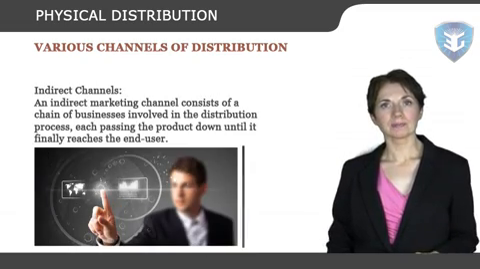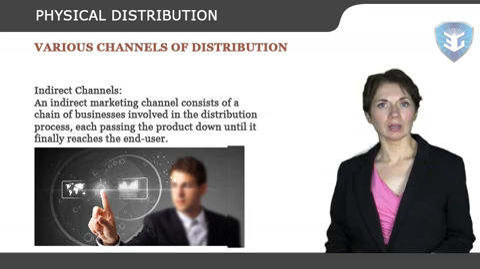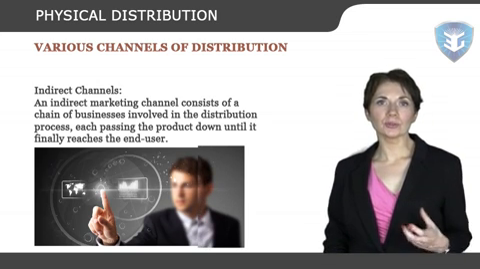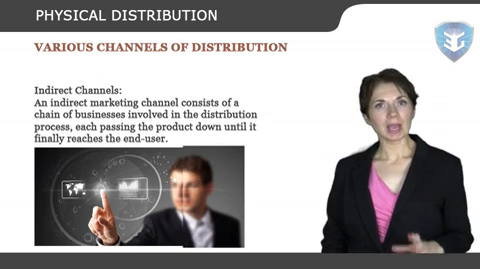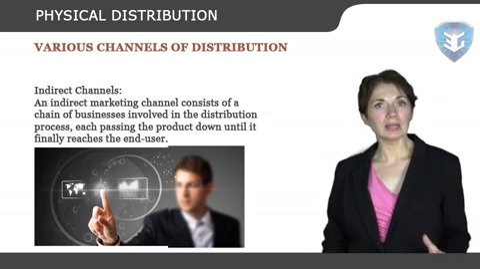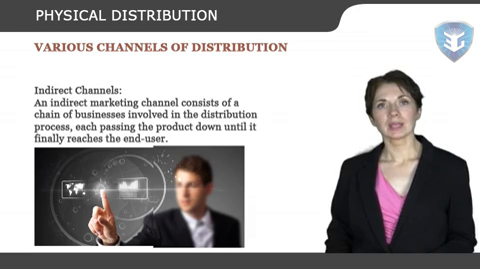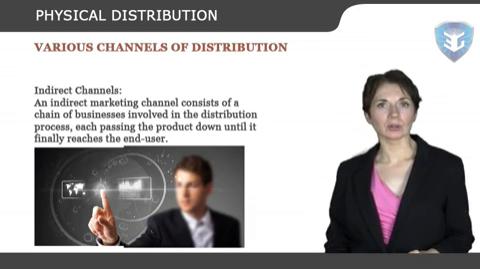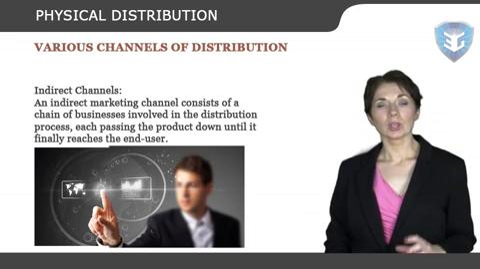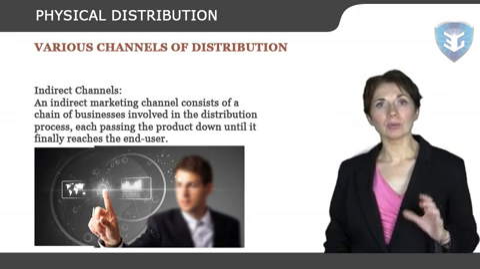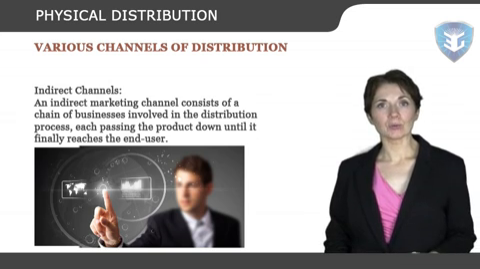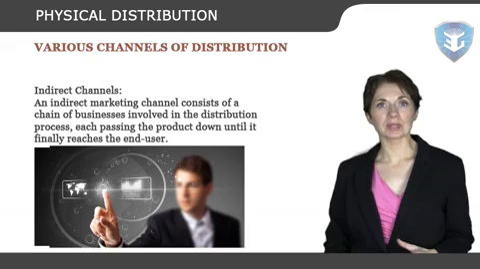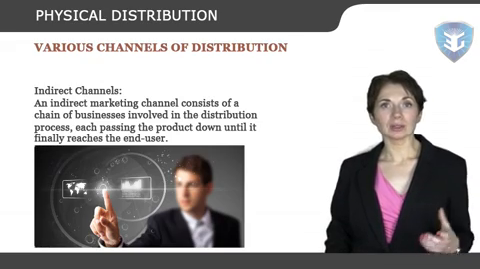Indirect channels. An indirect marketing channel consists of a chain of businesses involved in the distribution process, each passing the product down until it finally reaches the end user. An indirect marketing channel might just mean using a retailer to get to the end consumer, or it might imply using both a wholesaler and a retailer, or even using an agent, broker, sales representative, a wholesaler, and a retailer.